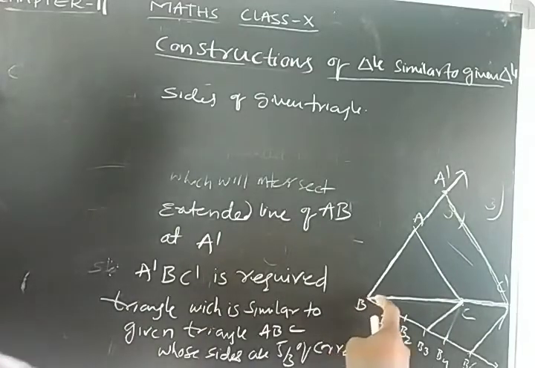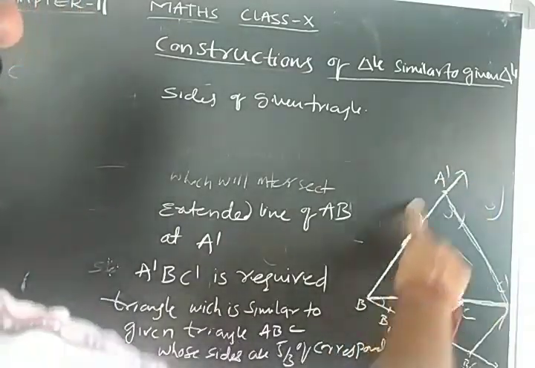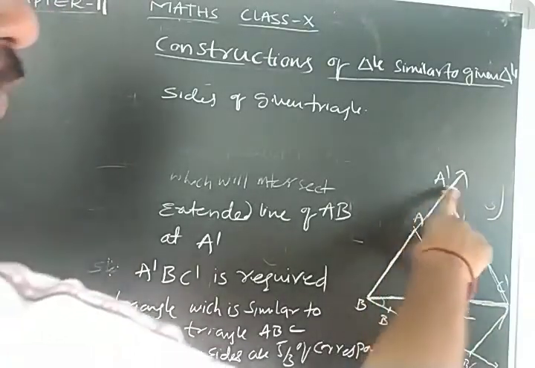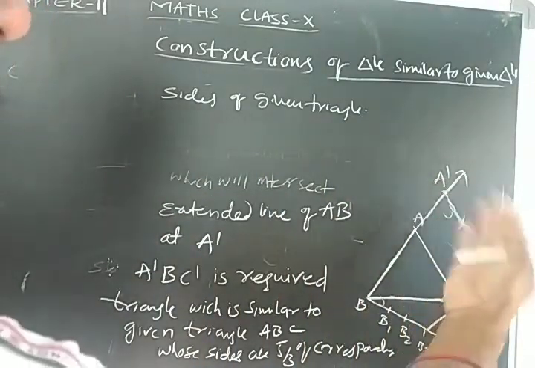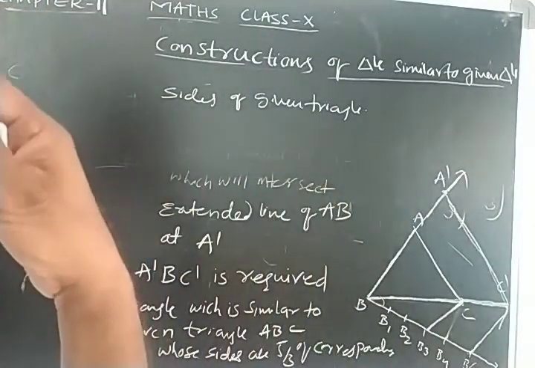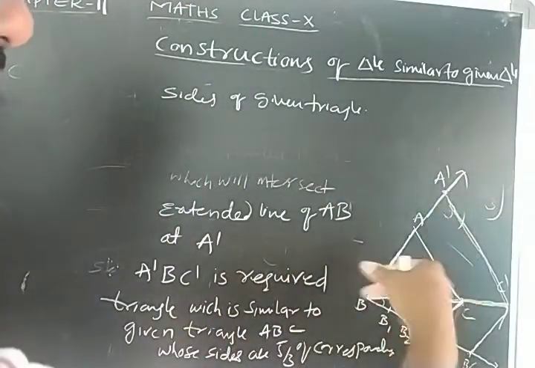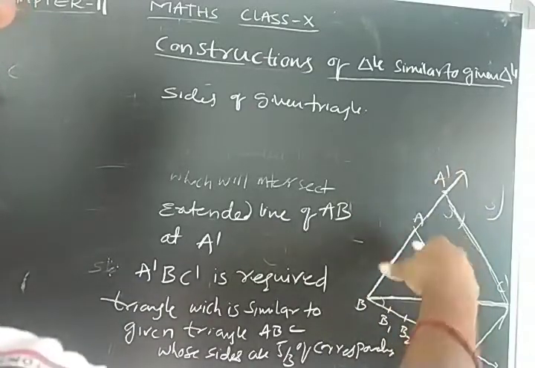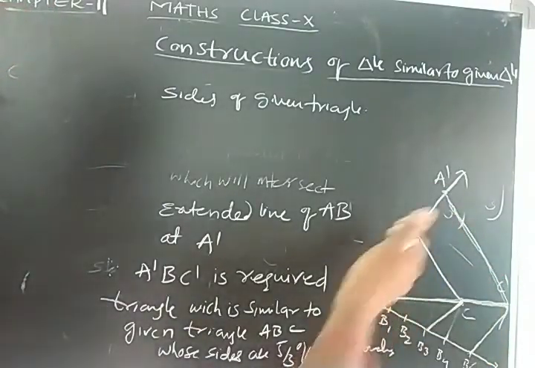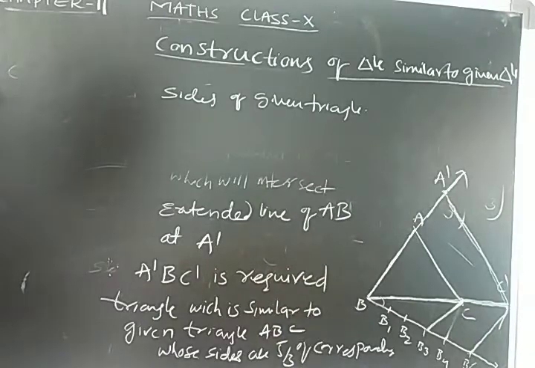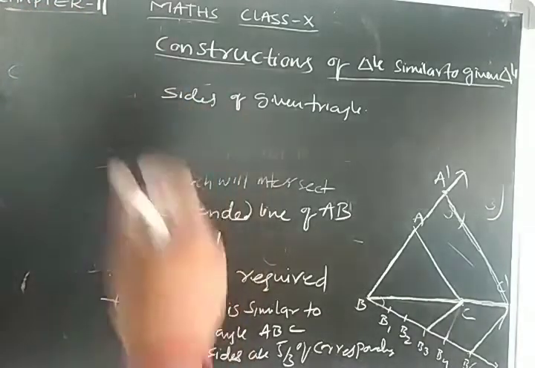For an improper fraction you have to extend the sides, so you will get a bigger triangle. For an improper fraction, the new triangle will be bigger. In a proper fraction you will get a smaller triangle as the new triangle. But when the scalar factor is an improper fraction, the new required triangle will be bigger than the given triangle. So this is the given triangle, but the new triangle we are getting is bigger, because the scalar factor is an improper fraction. Remember it.